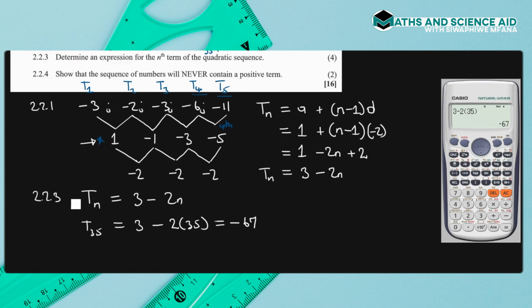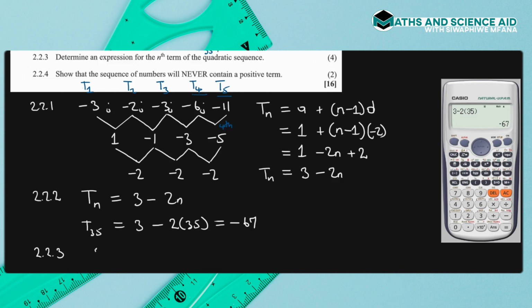Oh, my bad, this is actually 2.2.2. And now we are going to do 2.2.3. So 2.2.3 is: determine an expression for the nth term of the quadratic sequence. Okay, so that is now going to be straightforward, right?